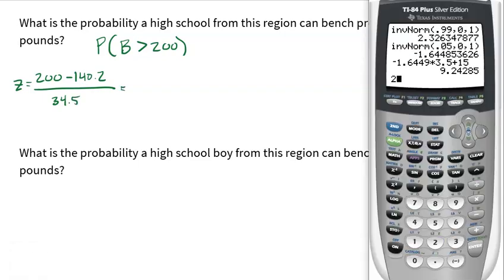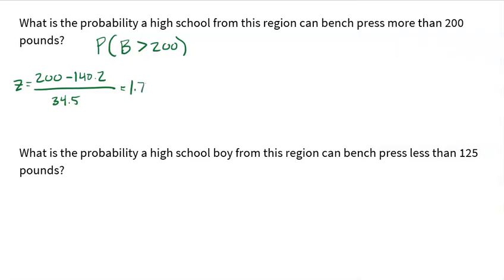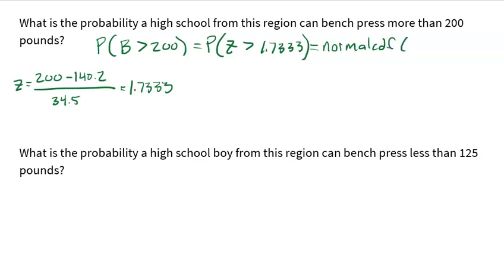All right, so I'm going to go to my calculator, 200 minus 140.2. Remember, hit enter first, order of operations, then divide by the 34.5, and I get 1.7333. All right, then this question that I'm asking you, bench pressing more than 200 pounds, would be equivalent to finding the probability that a Z-score is more than 1.7333. Now, to do this on my calculator, I am going to use normal CDF. I'm going to look from 1.7333 to infinity.